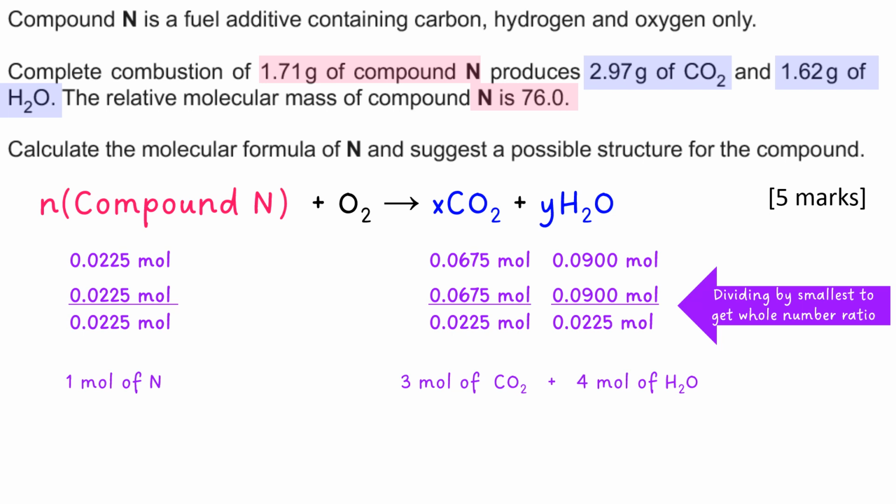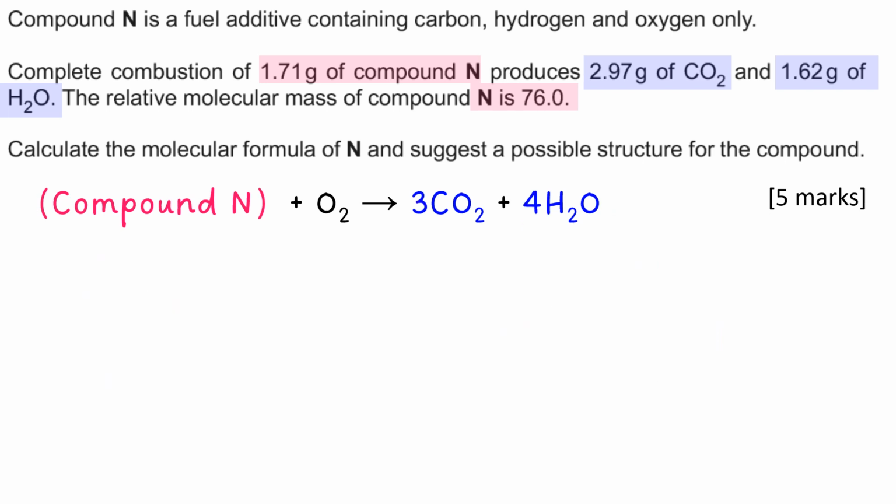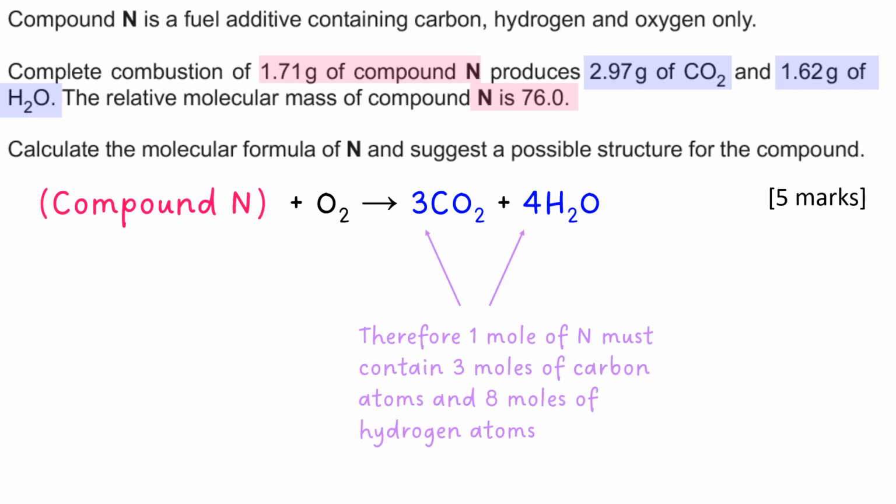So we can take something from this now as well. We can update our equation. So 1 mole of N, our compound N, must contain 3 moles of carbon atoms and 8 moles of hydrogen atoms. Remember from before, if you look at water, there are 2 hydrogen atoms in a water molecule. So 4 water molecules must contain 8 hydrogen atoms. So let's start with C3H8O.